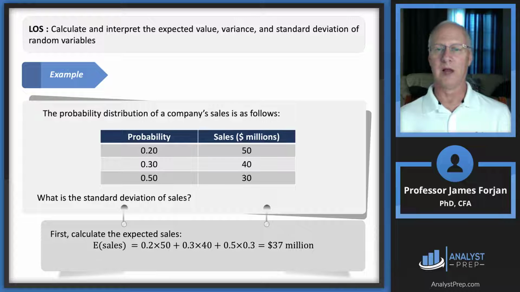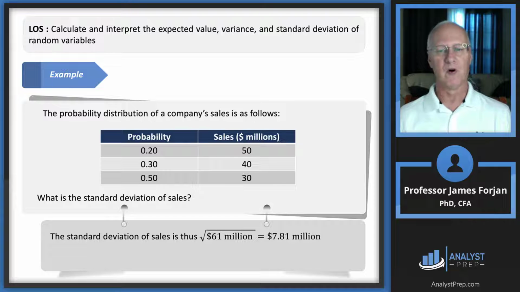Now, of course, we want to ask ourselves the question, all right, if we say we expect to get 37 million, let's follow up with, well, how wrong can we be? Can we be this wrong or can we be this wrong? That's what standard deviation tells us. It's a measure of risk. So on average, we're going to be about $8 million off on our estimate. That's what standard deviation tells us.